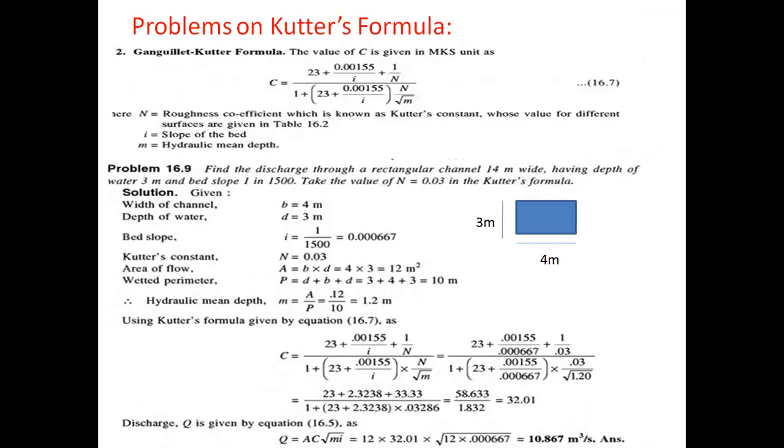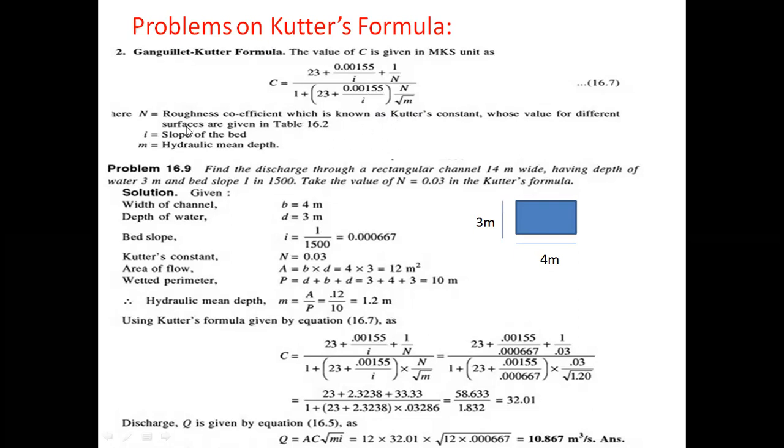Ganguillet-Kutter's formula. The value of C is given as C equals 23 plus 0.00155 by I plus 1 by n, divided by 1 plus 23 plus 0.00155 by I, times n by root of M. This is one of the empirical formulas; by finding out this constant, we find out the discharge and velocity. This is the Ganguillet-Kutter formula.